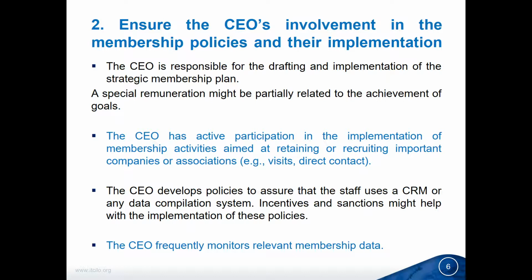Last point, it is very obvious but very important that the CEO frequently monitors the relevant membership data to track progress and make sure that the membership situation is following what is expected by the board.